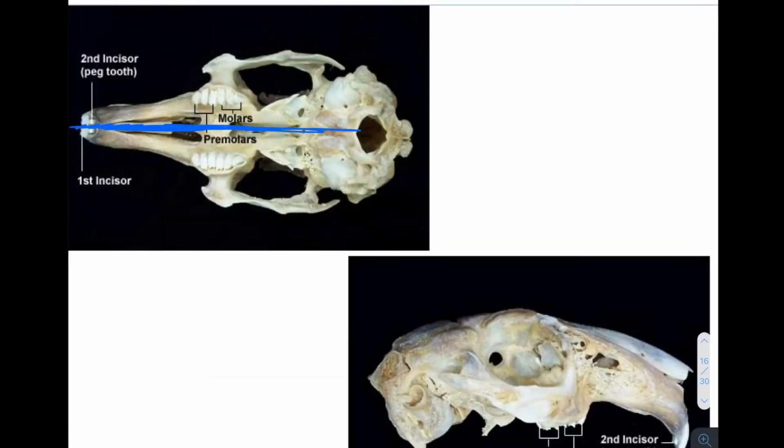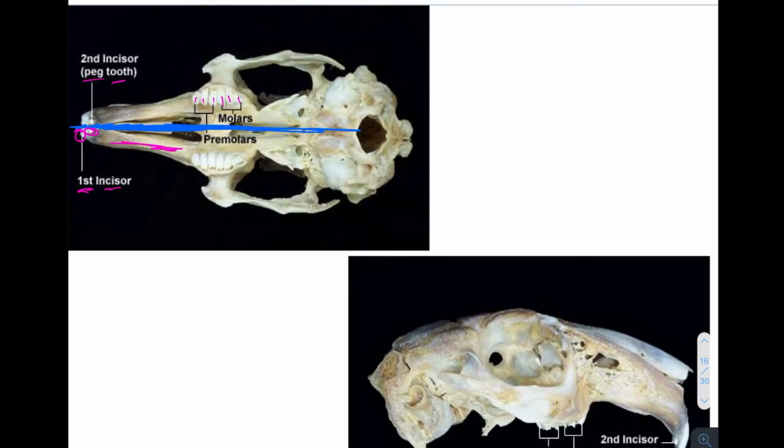In this picture, we want to look at the dentition of the rabbit. What we notice is that we have an incisor in the front called the first incisor, and an incisor right behind it called the second incisor, or sometimes known as the peg tooth because it's small. Right after the diastema, we've got 3 premolars and 3 molars on the top jaw.